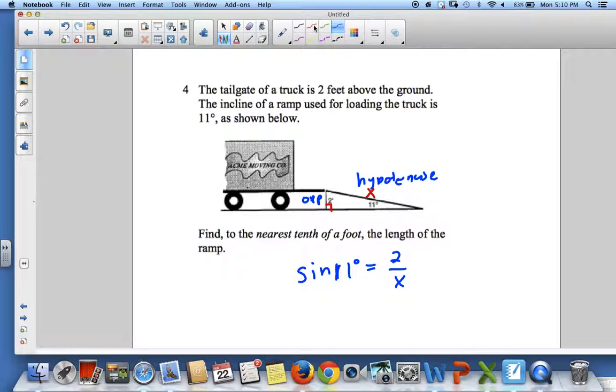So to get rid of that x, I'm going to multiply both sides times x, and these cancel, and I get x times the sine of 11 equals 2. Well, I don't want x times the sine of 11, I just want plain x. So I'm going to divide both sides by sine of 11.